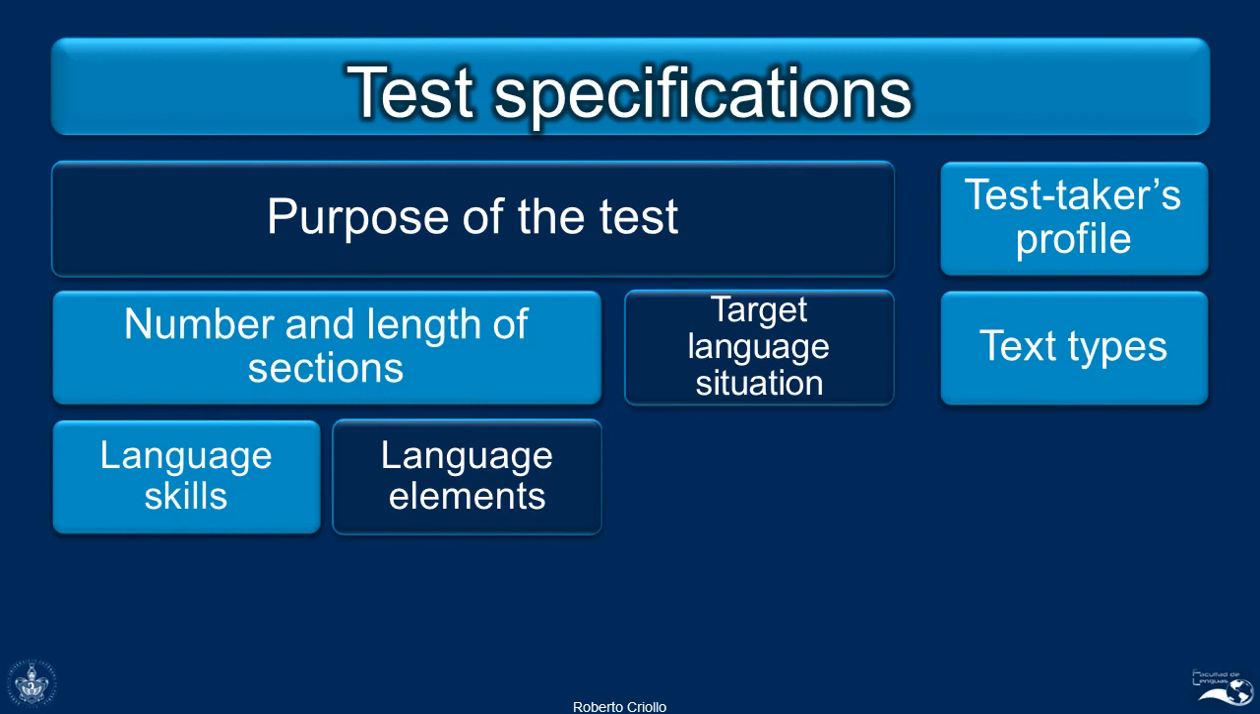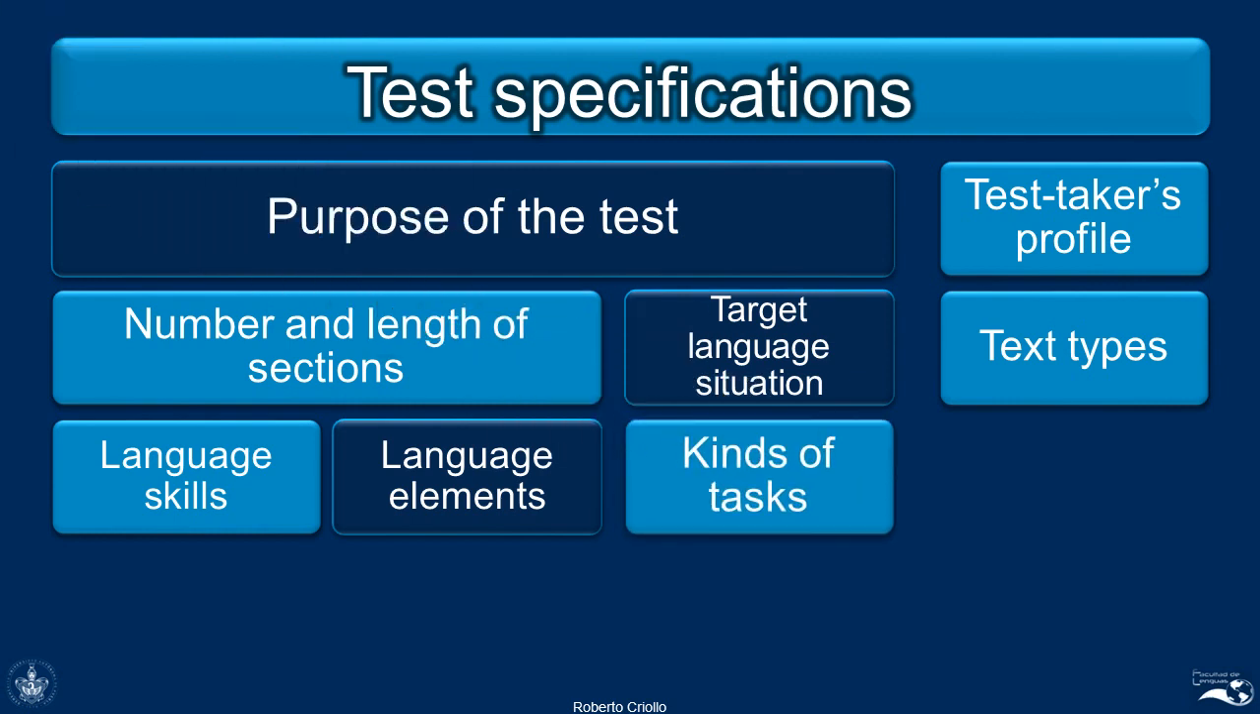The next element are the language elements, and in this case, this refers to the content. If we're talking about grammar, because we're going to test grammar, in this case we need to specify what are specifically the grammar points that are going to be included in the test. If we're going to evaluate vocabulary, then what are the specific words, the specific expressions that we're going to include in our test, and so on and so forth.